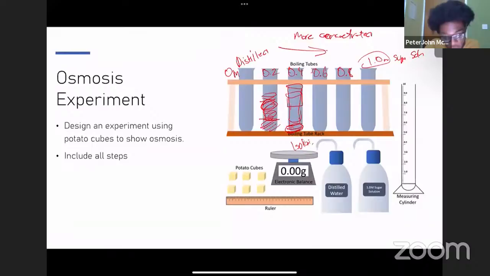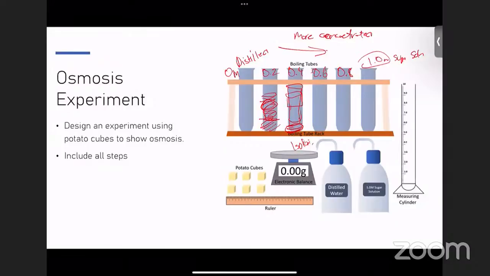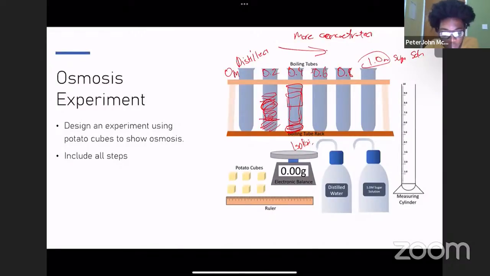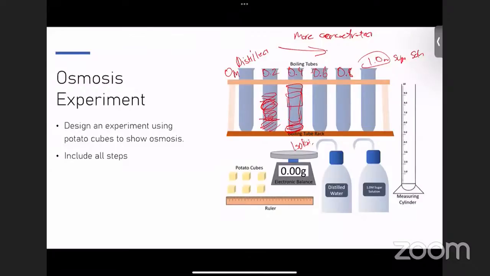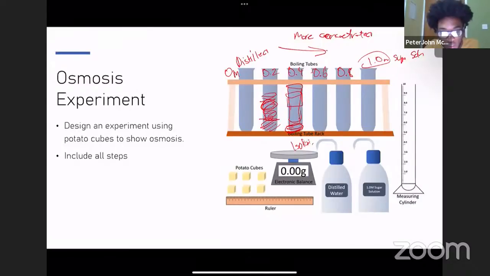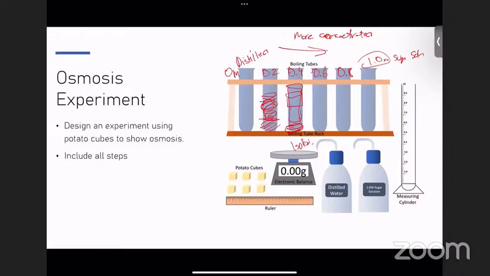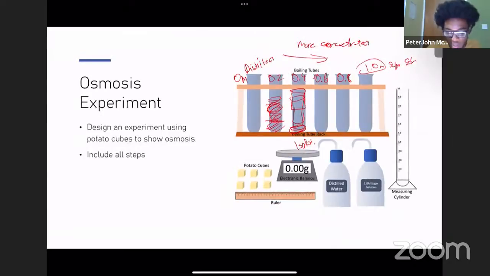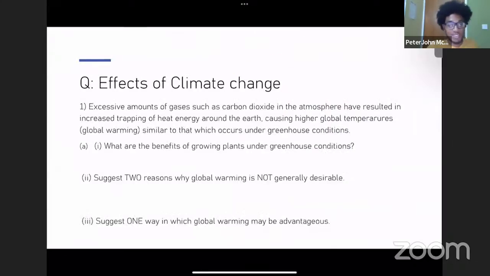And what would I expect for the potato cube that's in the distilled water? Is it gonna weigh more or less? More. What would I expect for the one that's in about the 0.4 to 0.6? Is it gonna weigh more or less? Probably the same. About the same, yeah. What would I expect for the one that's in the 1 mole sugar solution? More or less? Less. Yeah, you guys got it. See, you guys have it, man. So we can move on from there. We're actually going pretty well, so we can deal with the next topic.